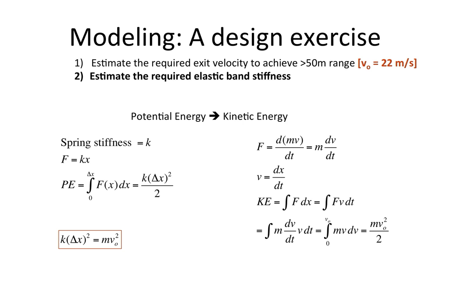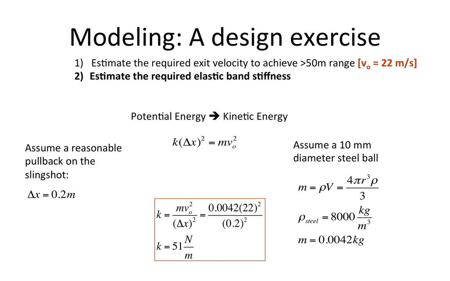And if we assume a reasonable pullback on the slingshot of 200 millimeters or 0.2 meters, and we assume a 10 millimeter diameter steel ball, we can calculate its mass by knowing the density of steel and the geometry of the ball, and we end up with a stiffness, k, of 51 newtons per meter. That solves the second part of the modeling problem.